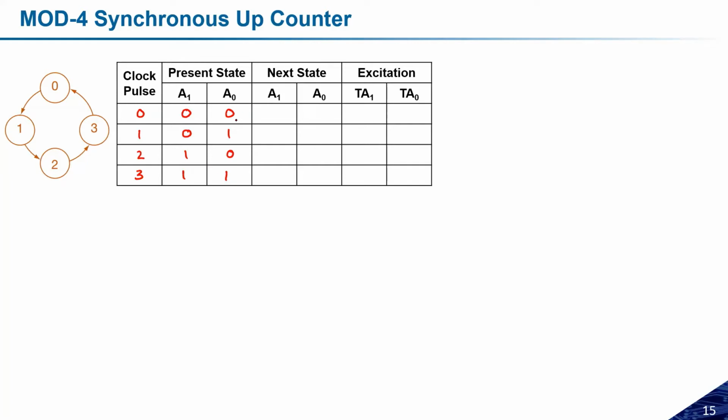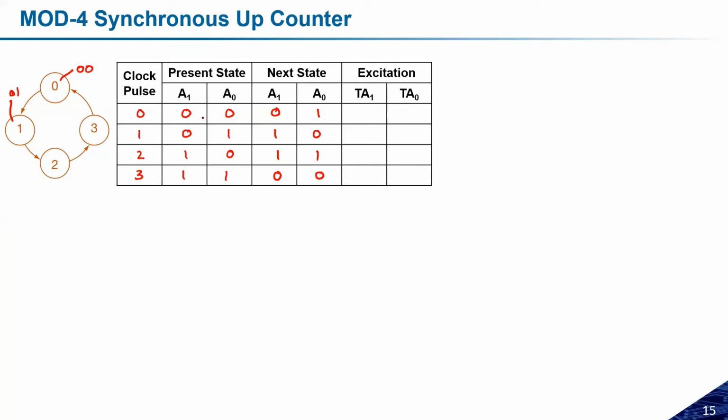Next state: if the present state is 00, the next state should be 01. If the present state is 01, the next state is 10. If the present state is 10, the next state is 11. And if the present state is 11, then the next state should be 00. So the next state will look like this. Okay, so based on the present state, we got this particular thing.